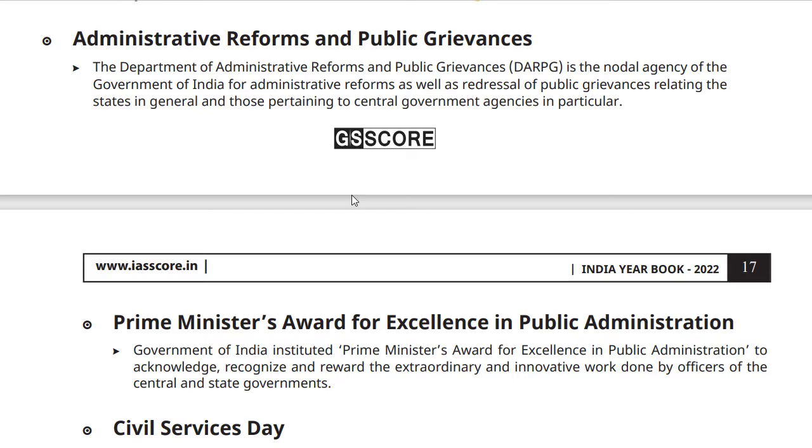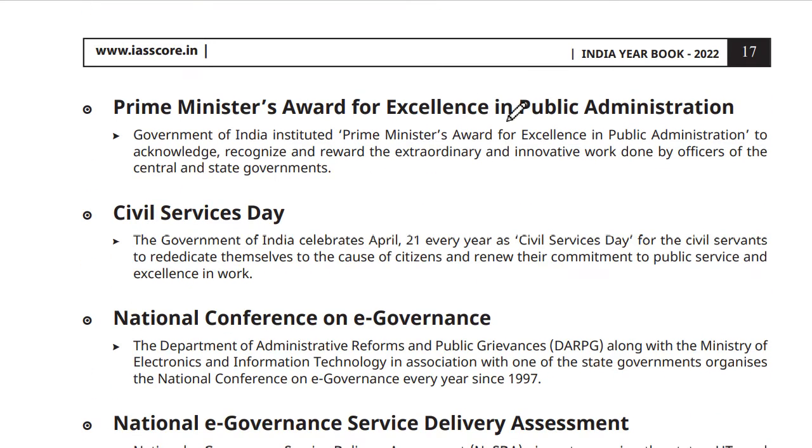Administrative reforms and public grievances. The Department of Administrative Reforms and Public Grievances is the nodal agency of the Government of India for administrative reforms as well as redressal of public grievances relating to the states in general and those pertaining to central government agencies in particular. Prime Minister's Award for Excellence in Public Administration. The Government of India instituted the Prime Minister's Award for Excellence in Public Administration to acknowledge, recognise and reward the extraordinary and innovative work done by officers of the central and state governments.